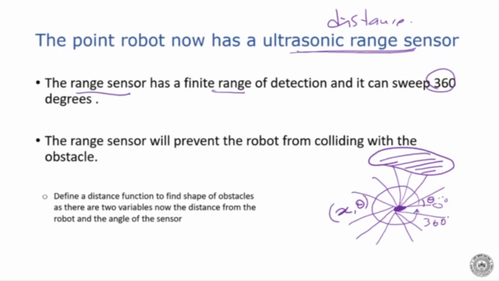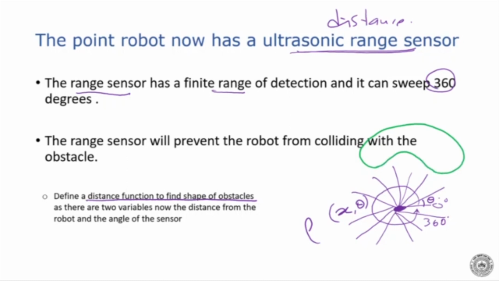What we need to do here is define a range. We need to define a distance function, which consists of the position where the robot is and the sweep angle of the ultrasonic sensor. So we define a distance function to find the shape of the obstacle, because the obstacle has some shape, and the ultrasonic sensor sees different distances at different angles.